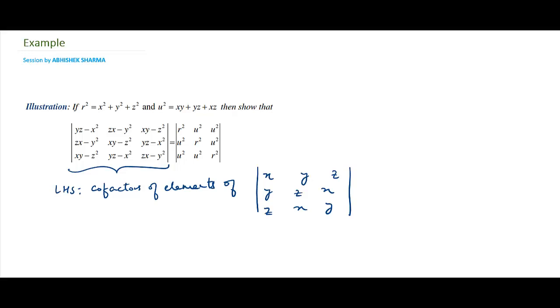For example, the cofactor of x will be yz minus x square, and this is something which I told you to learn. For a symmetric determinant, we should know its value. We should also have an idea of how the determinant obtained by replacing the elements with the cofactors looks like.